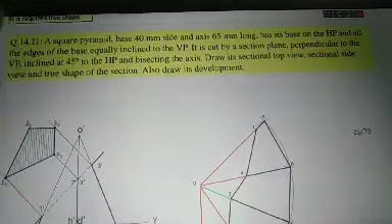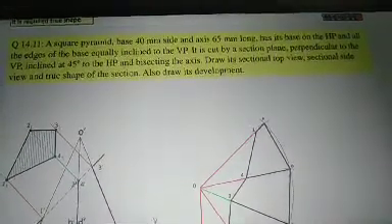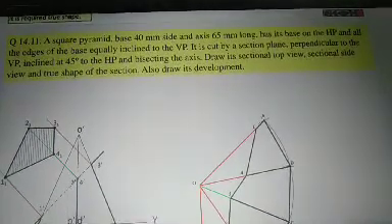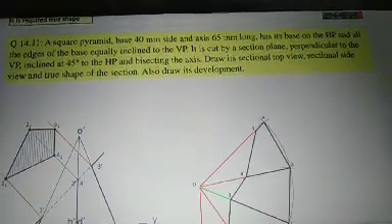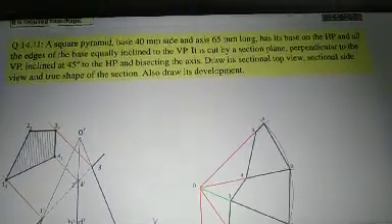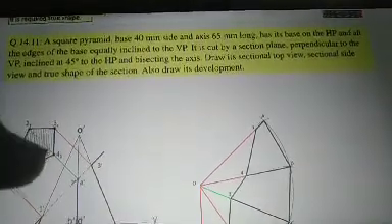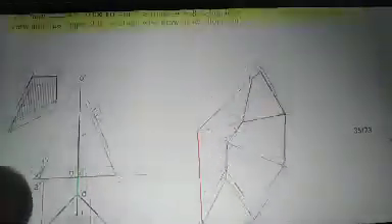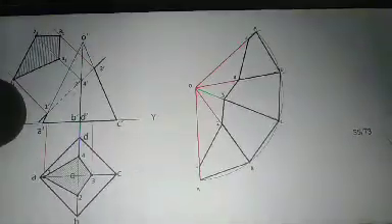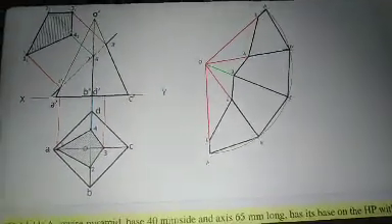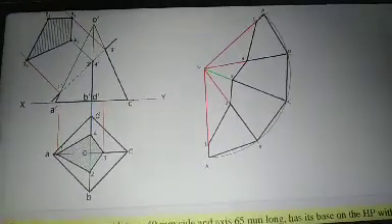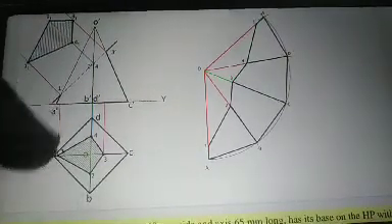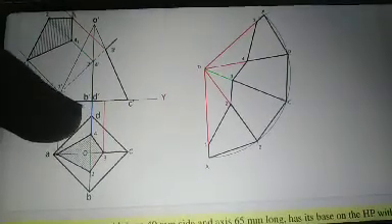Now let us see a square pyramid, that is, the base of that pyramid is a square shape. The base side of that pyramid is 40 mm, that is, the side of the square is 40 mm, and the axis height, that is the height of that pyramid, is 65 mm long. It is placed on HP, and all the edges are equally inclined to VP. As in previous problems we discussed, equal inclination is nothing but the sides of that square are at equal angle. All sides are at equal angle.